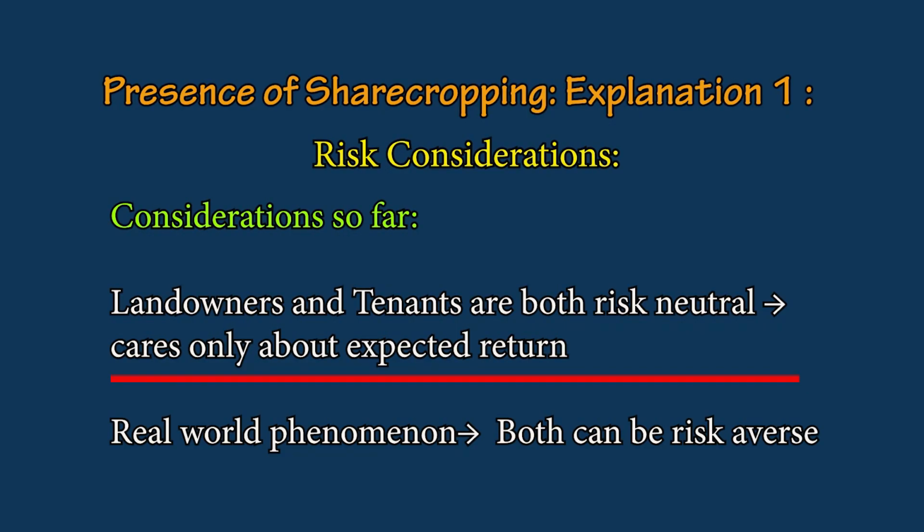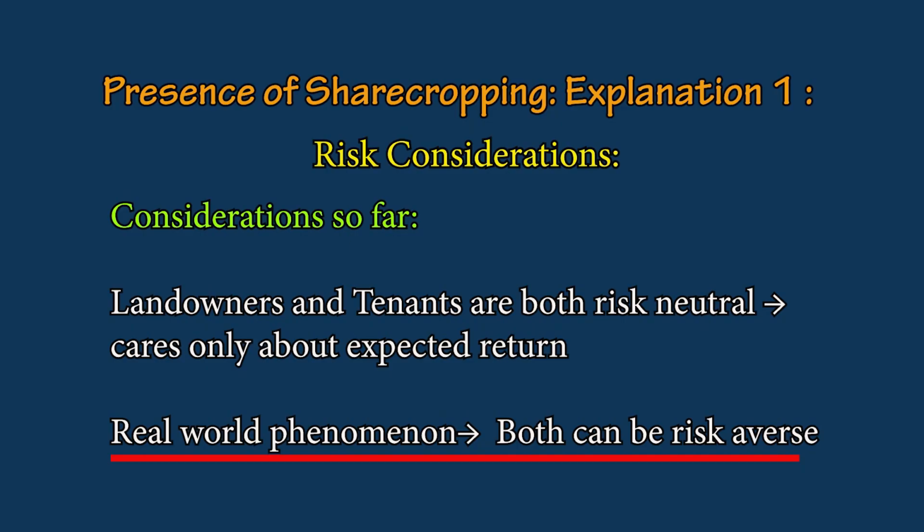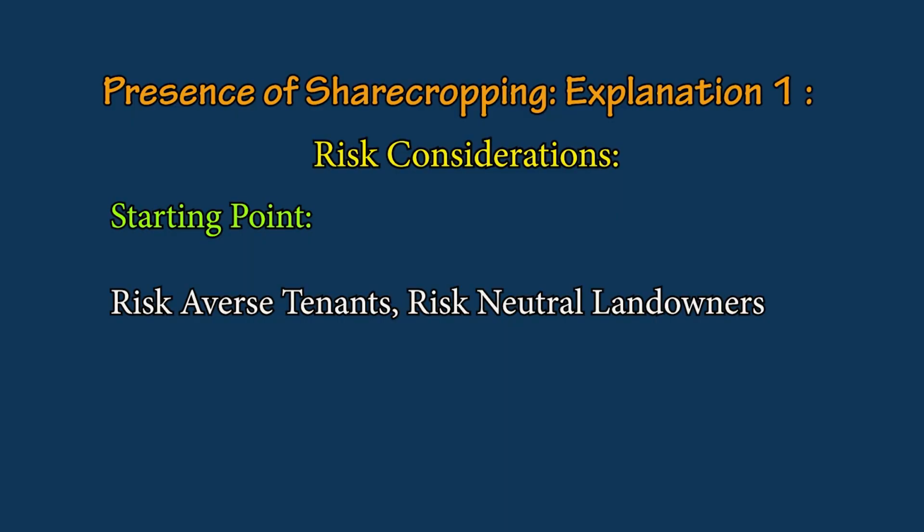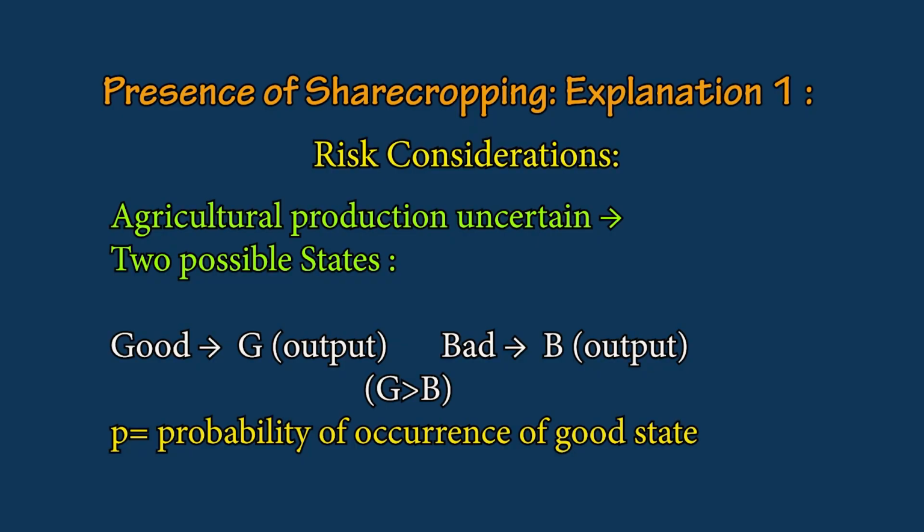Now, if we remember our initial discussion in the first module, there landowners and tenants were assumed to be risk neutral. That means they were assumed to care only about their expected return. However, in reality, both the landowners as well as the tenants can be risk averse. To start our analysis, let us begin with the case where tenants are risk averse while the landowners are risk neutral. Let us for the time being assume that agricultural production is uncertain and it has two possible states of return, a good state and a bad state.